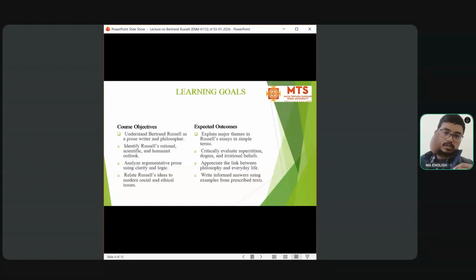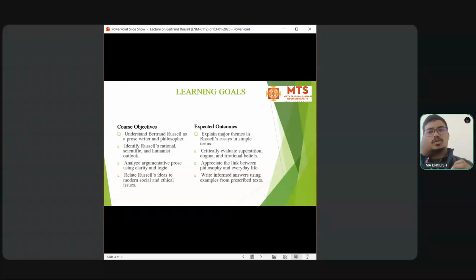Now, what about the expected outcomes? As you can see here, the first expected outcome is that you should be able to explain the major themes in Russell's essays in simple terms, right? Russell deals with complex ideas such as philosophy, rational thinking, and human responsibility, but he expresses them clearly.